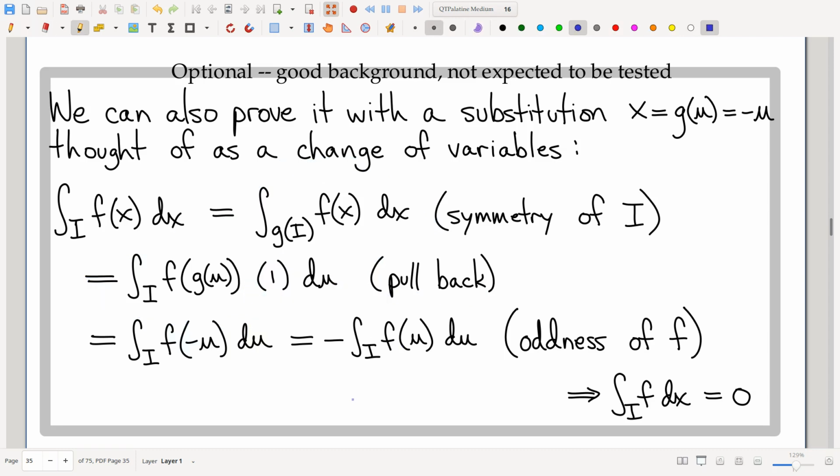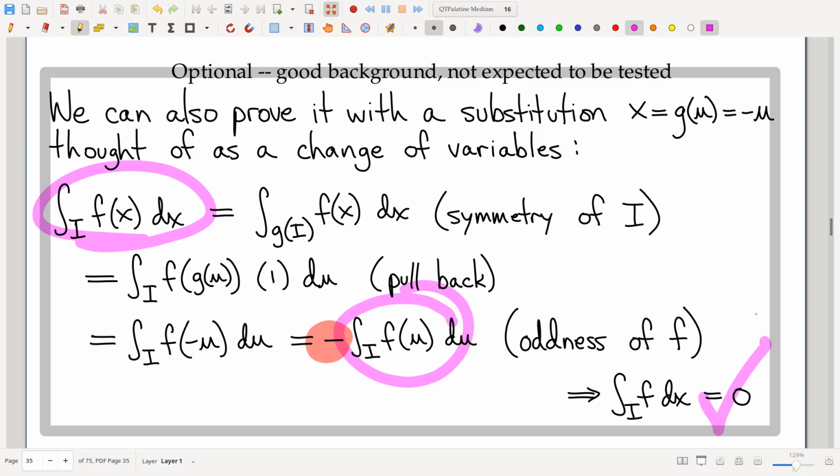And then you notice oddness tells me that f of g of u, g of u is minus u, that's the formula, but f of minus u is the negative of f of u, because oddness means that reflecting the input negates the output. So the nice punchline then is that this integral is the negative of itself. And there's only one number that is the negative of itself. That's 0, right? And so that's why we know that the integral is 0.